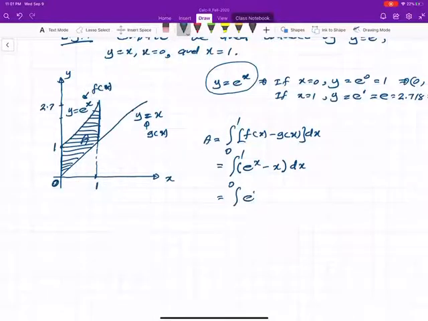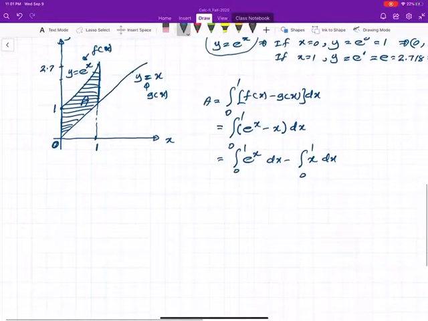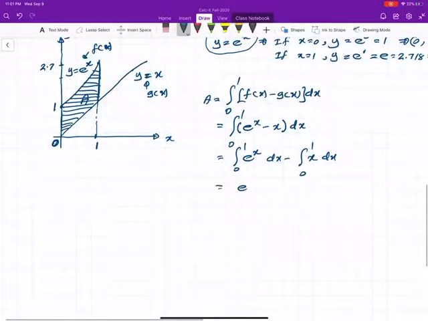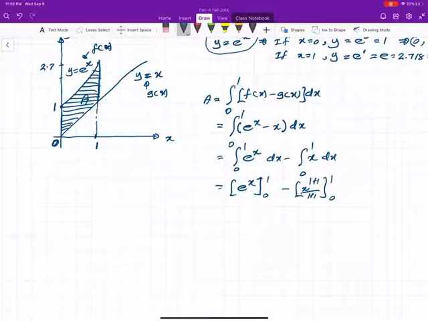So I'm going to integrate e to the power x, and then I'm going to integrate x separately. Integration of e to the power x is just e to the power x, and then you have to put the limits from 0 to 1. Integration of x is actually x square over 2. If you want me to show how it comes, it is x to the power 1 plus 1 over 1 plus 1. Limits are from 0 to 1.